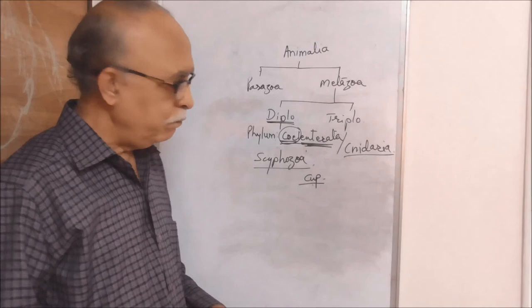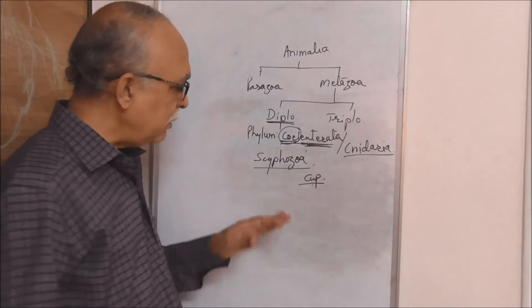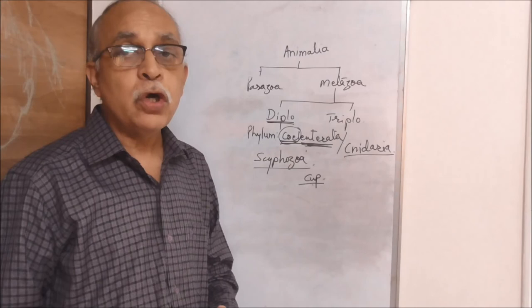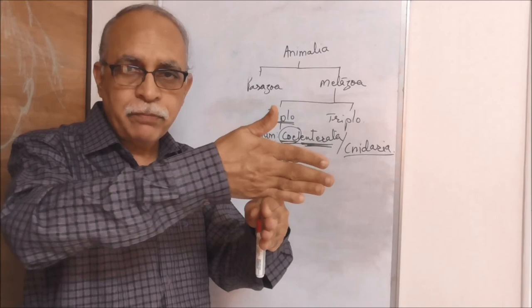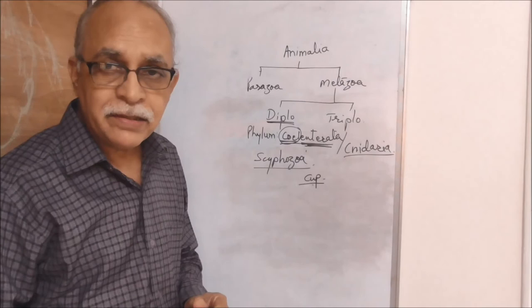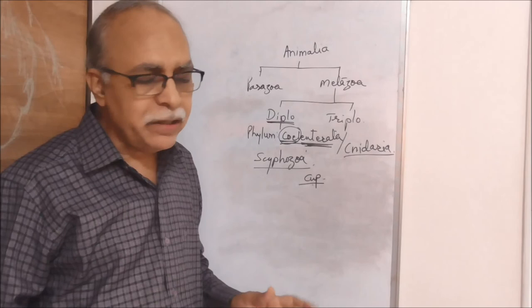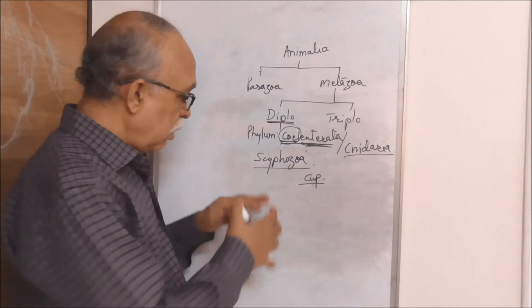They also show presence of a gastrovascular cavity, but this time the cavity is divided into at least four compartments. There are two cross septa. This is one septum, this is another septum. So at least four compartments are formed in Scyphozoa. That is jellyfishes there. These are majorly medusoid, as I've already said, and marine animals. If medusoid, the reproduction has to be by sexual means. So sexually reproducing organisms.